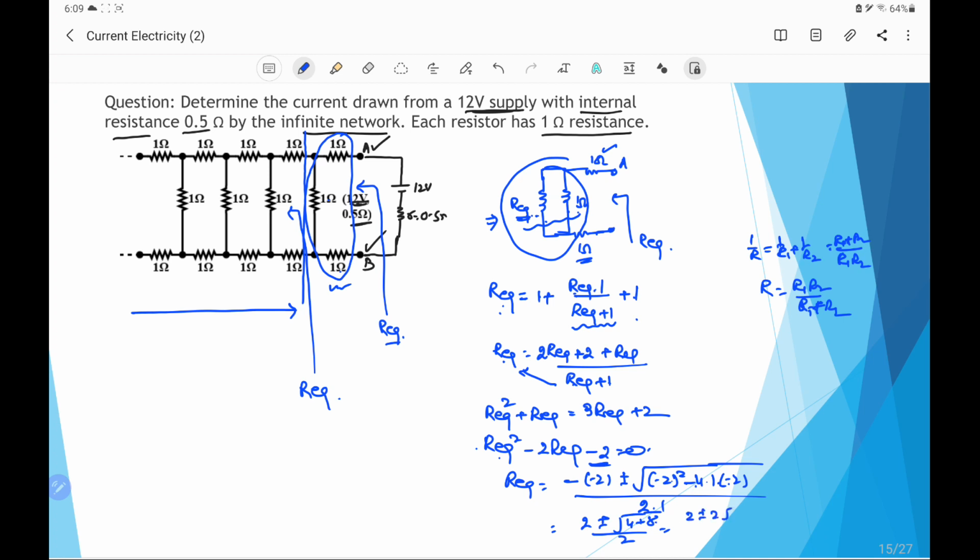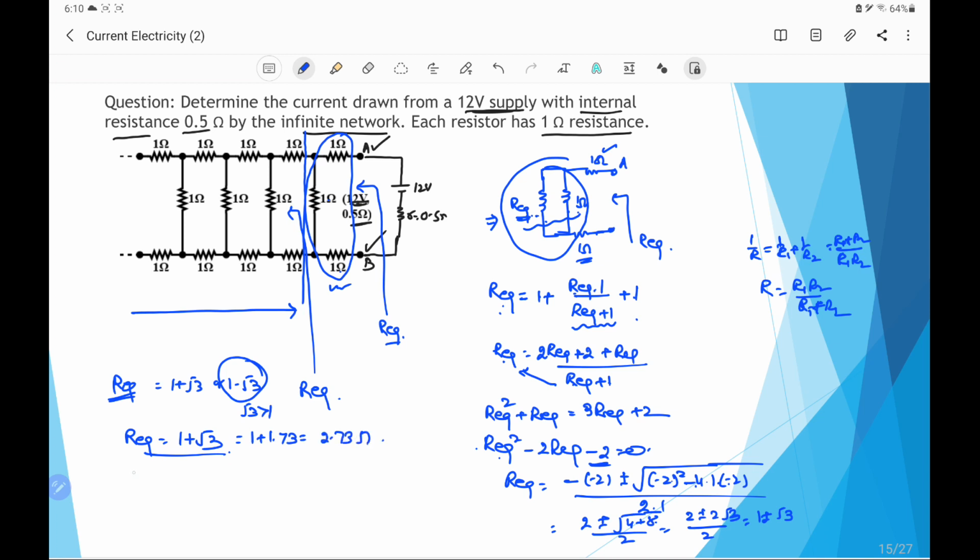12 can be written as 2 root 3, so it is 2 plus minus 2 root 3 by 2, or 1 plus minus root 3. Therefore, R equivalent will be either 1 plus root 3 or 1 minus root 3. Because root 3 is greater than 1, the second value will be negative, and resistance cannot be negative. So R equivalent equals 1 plus root 3, or 1 plus 1.73, that is 2.73 ohm.